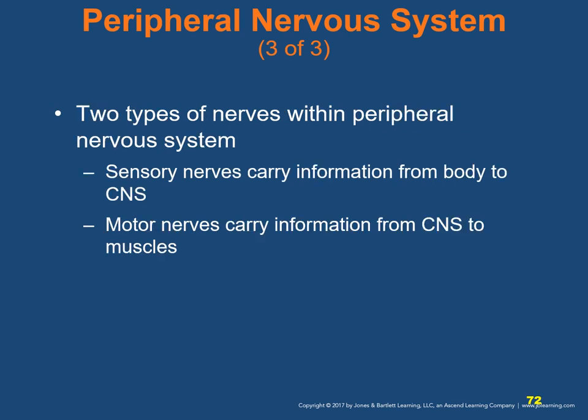The two types of nerves within the peripheral nervous system are sensory nerves that carry information from the body to the CNS, constantly providing information to the brain about what different parts of the body are doing in relation to their surroundings. And the motor nerves carry information from the brain to muscles. Each muscle in the body has its own motor nerve. The electrical impulses produced by cell bodies in the spinal cord are transmitted along the motor nerves to the muscle, causing it to contract.